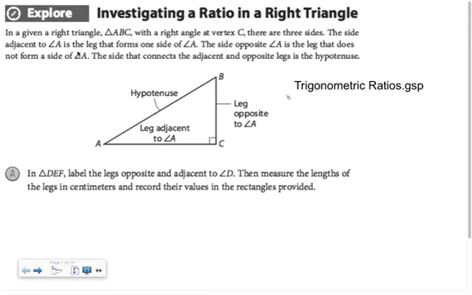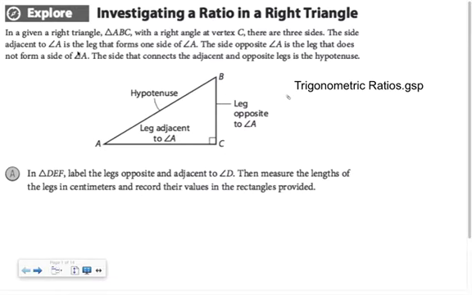The hypotenuse, remember, is the side opposite the right angle. So in the triangle on your screen, you see segment AB is the hypotenuse. Notice that it is opposite right angle C. Angle A is the angle that we're talking about, specifically finding certain ratios regarding that angle.